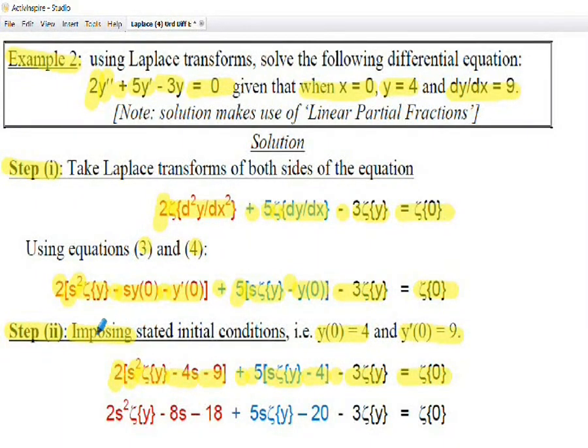Here I'm just expanding the bracket. I get 2 times s squared times the Laplace of y, take away, then it's 2 times the 4s gives me the 8s, and then 2 times the minus 9 is giving me minus 18. Here I've just expanded by the 5, so it's 5 times s times the Laplace of y, take away 5 times the minus 4 is minus 20, minus the 3 Laplace of y is equal to the Laplace of 0, or 0 on the right hand side.